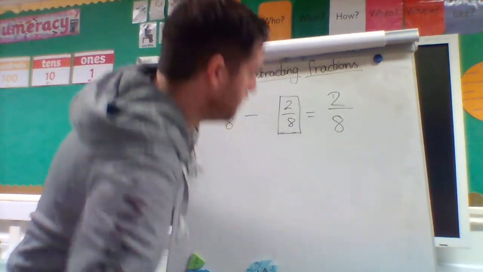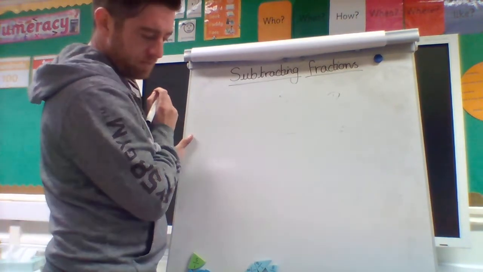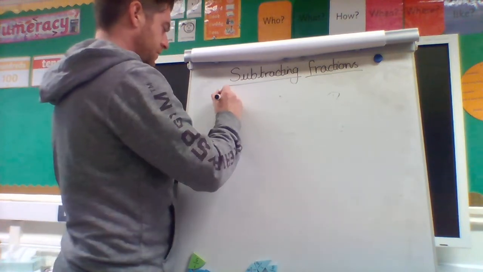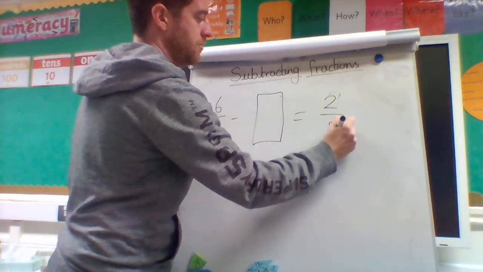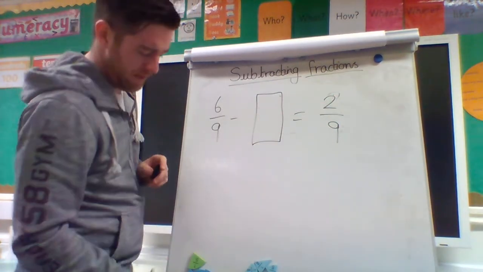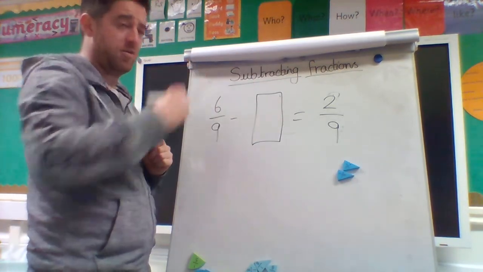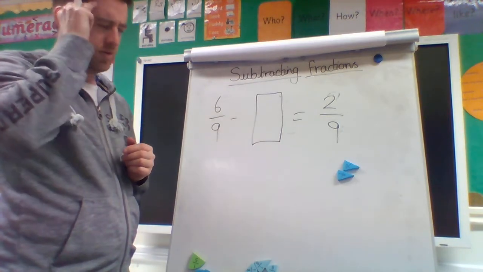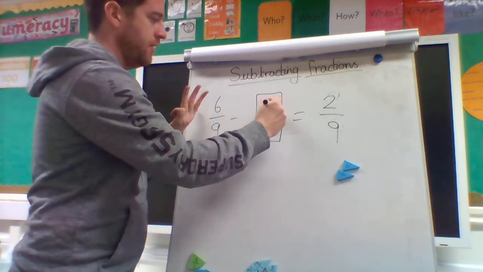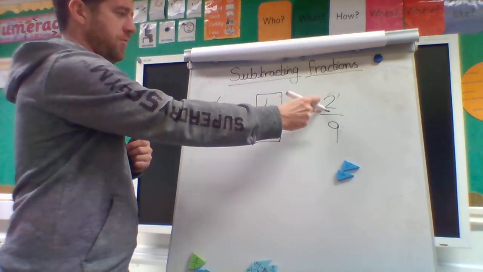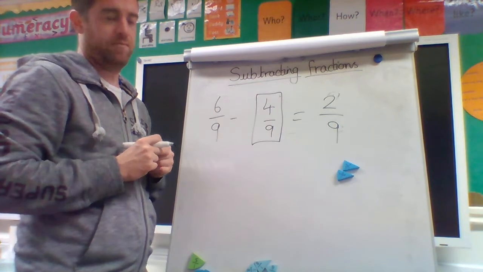Let's try one more example, and then I'm going to leave you because you're probably getting bored of me now. Let's do it with 9s. 6 9s subtract something equals 2 9s. And let's use the inverse this time. So in the end I had 2 9s, but at the start I had 6 9s. I'm going to count on to see how many more I need. So 2 9s, 3 9s, 4 9s, 5 9s, 6 9s. I need 4 more 9s. 2 add 4 is 6. 6 subtract 4 is 2. It's just the inverse, it's the opposite.